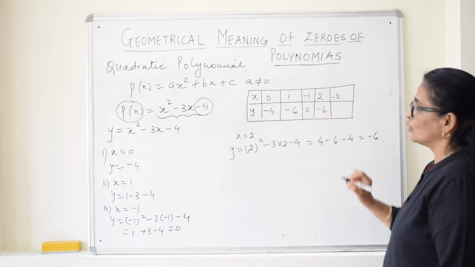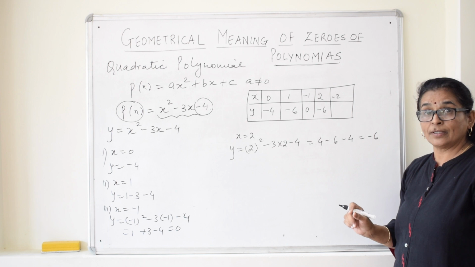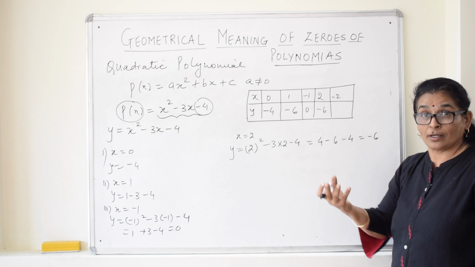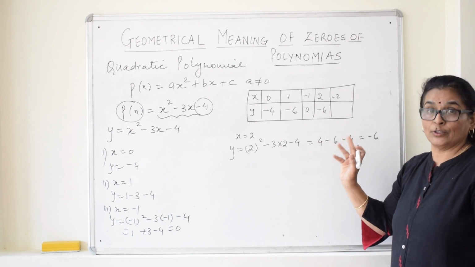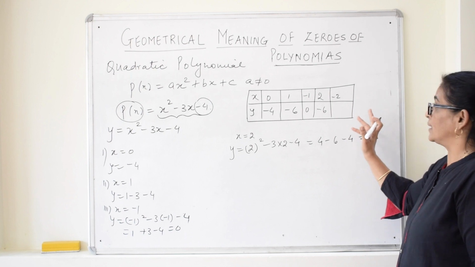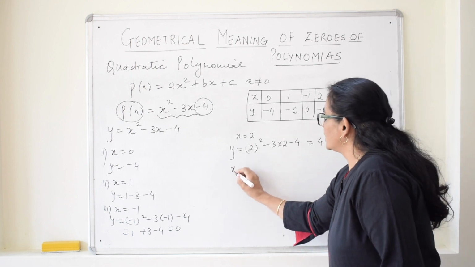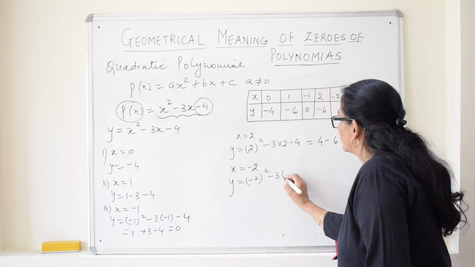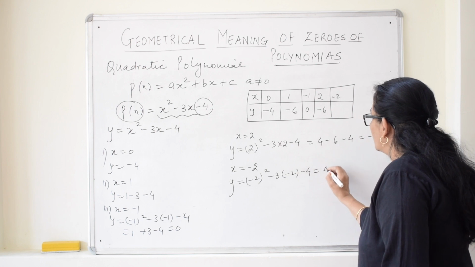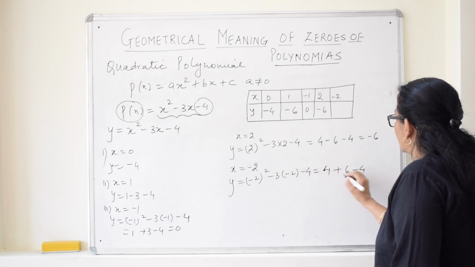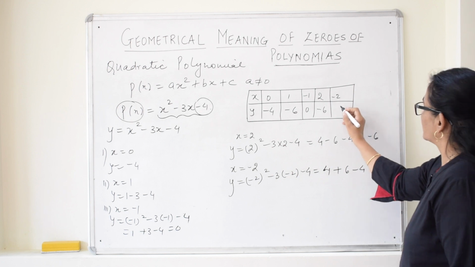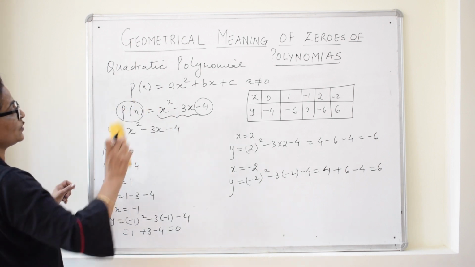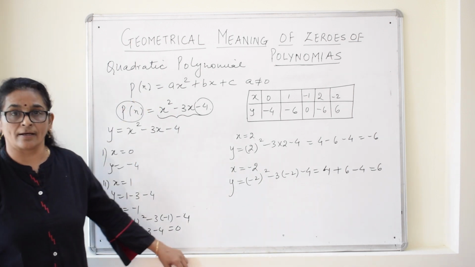Similarly, we can go for a few more values, because in the quadratic polynomial we will notice it will be a new type of curve which is called a parabola. So for that we require more values. That is why we are finding values like this. So x is equal to minus 2. So y is equal to minus 2 the whole square, minus 3 into minus 2 minus 4. So 4 plus 6 minus 4, that is 6. Okay. Now these are some values which we have got, and these values we have to represent on the graph.